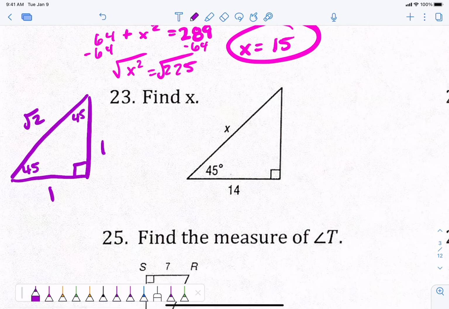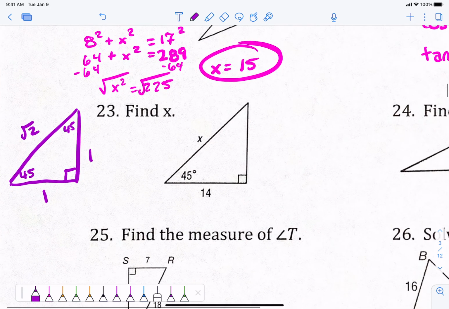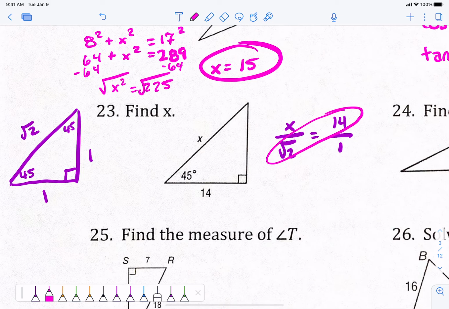So we can set this up as a proportion now. So x over the square root of 2 equals 14 over 1. Okay? 14 square roots of 2. X equals 14 square roots of 2. x times 1 is just x, and then that's it, right?